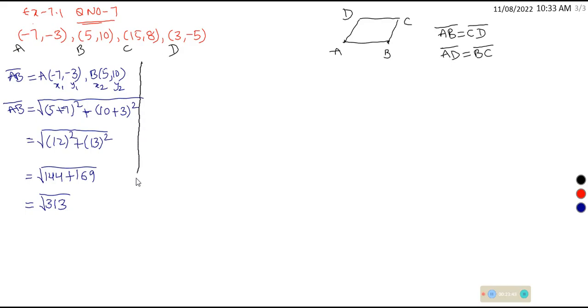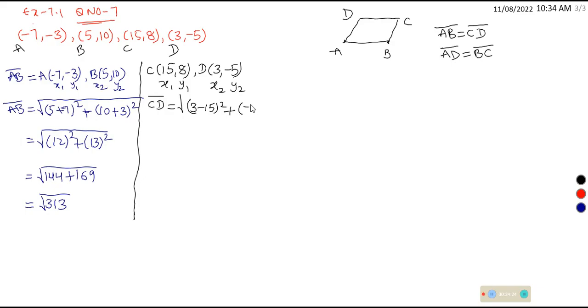Okay, now we'll do CD. C is (15, 8) and D will be (3, -5). CD distance is equal to, here this will be x1 y1 and the second point will be x2 y2. Now (x2 minus x1) whole square, that is 3 minus 15 whole square, plus (-5 minus 8) whole square.